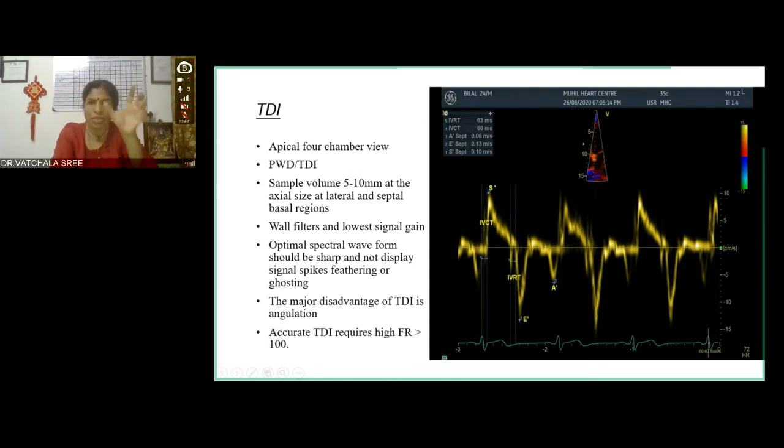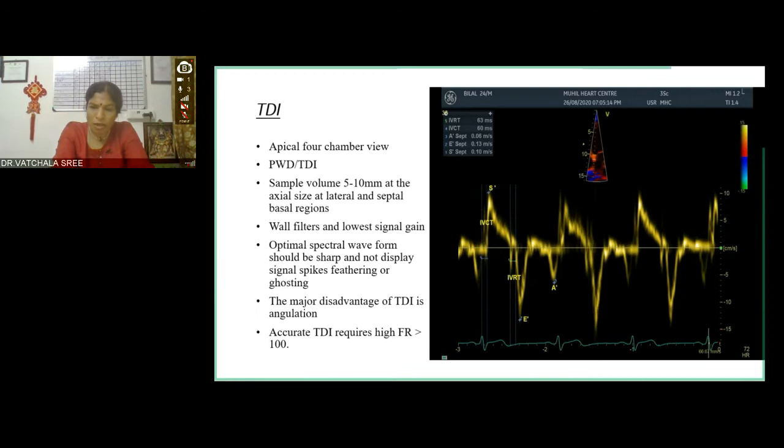The way you can do it is to reduce the width of the image, and then the frame rate increases. Then you press the PW button on your machine. The moment you press PW, another option called TDI will light up. Then you place your sample volume 5 to 10 millimeters at the mitral septum. This is the septum. I'm sorry, I have narrowed it down, but this is the septum. So place it on the septum 5 to 10 millimeters just below the mitral annulus. It is very important.